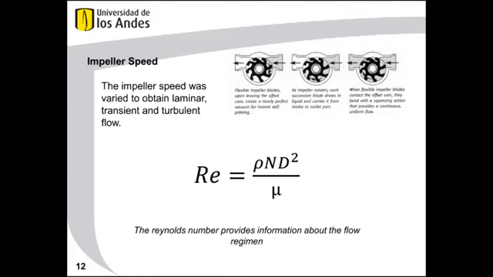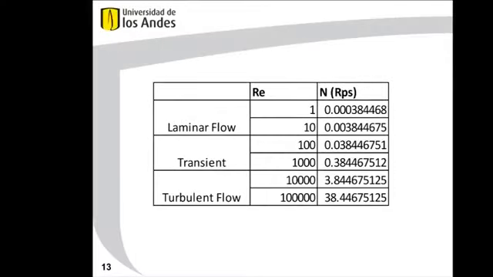Impeller speed. Different impeller speeds were studied to understand the mixing at laminar, transient, and turbulent flow. Speeds were calculated using the Reynolds number, standardized to rotational speed. These are the speeds used.